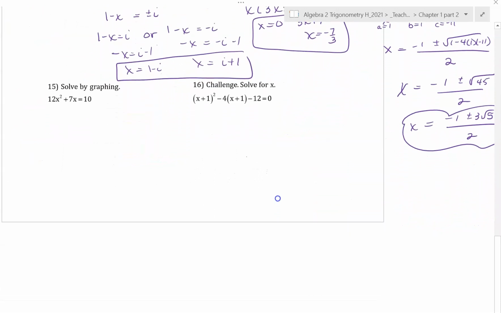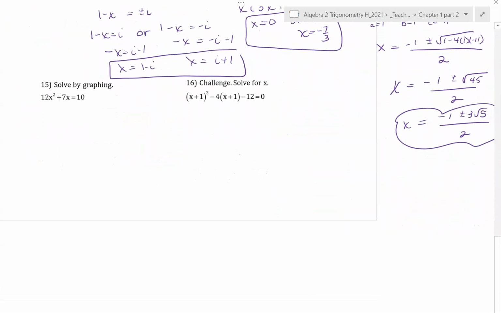Oh, actually we have two, 15 and 16. We're going to solve by graphing. So go ahead and type this into your graphing calculator. We will do 12x squared plus 7x minus 10. And then we'll put in y1 and in y2 we'll put 0.